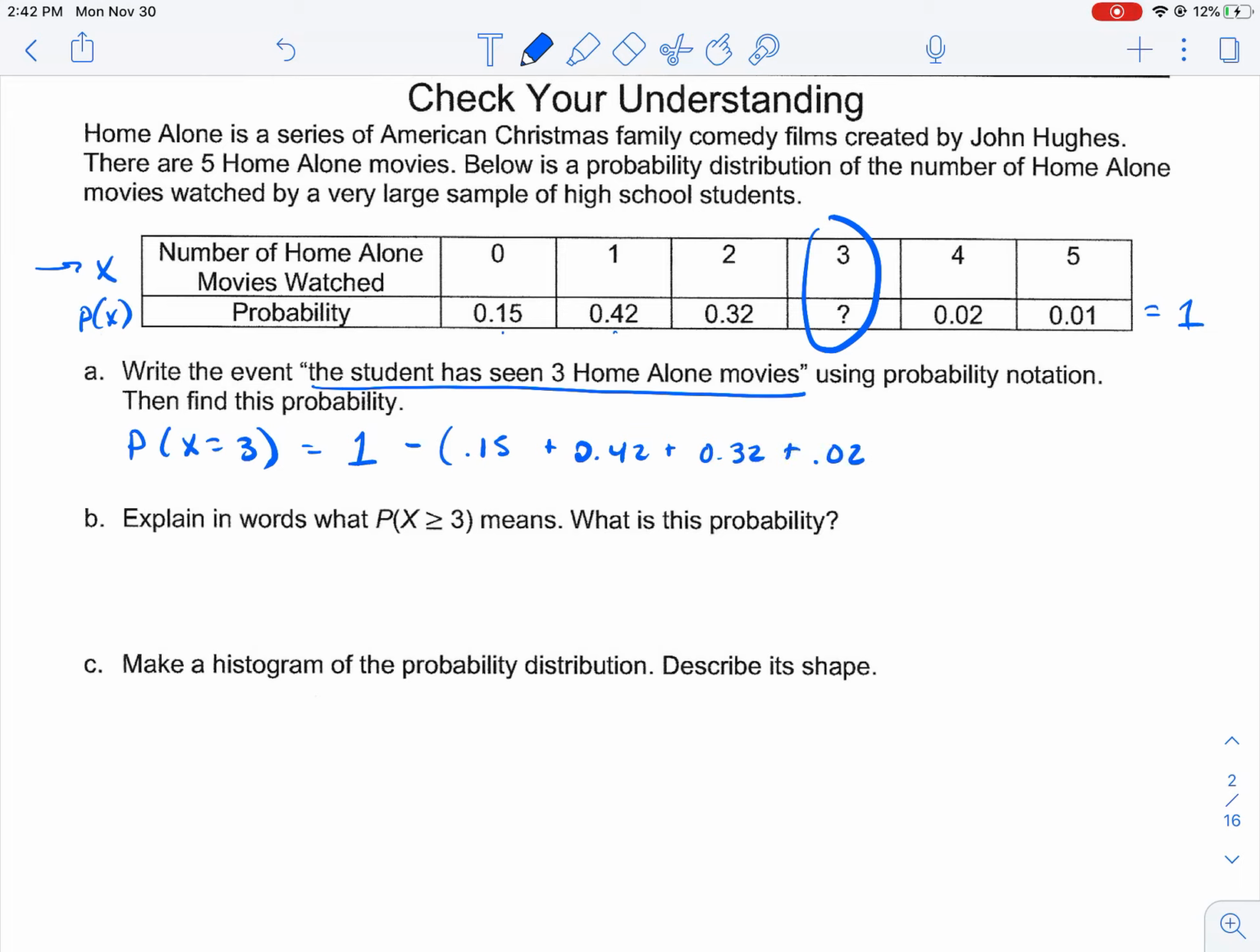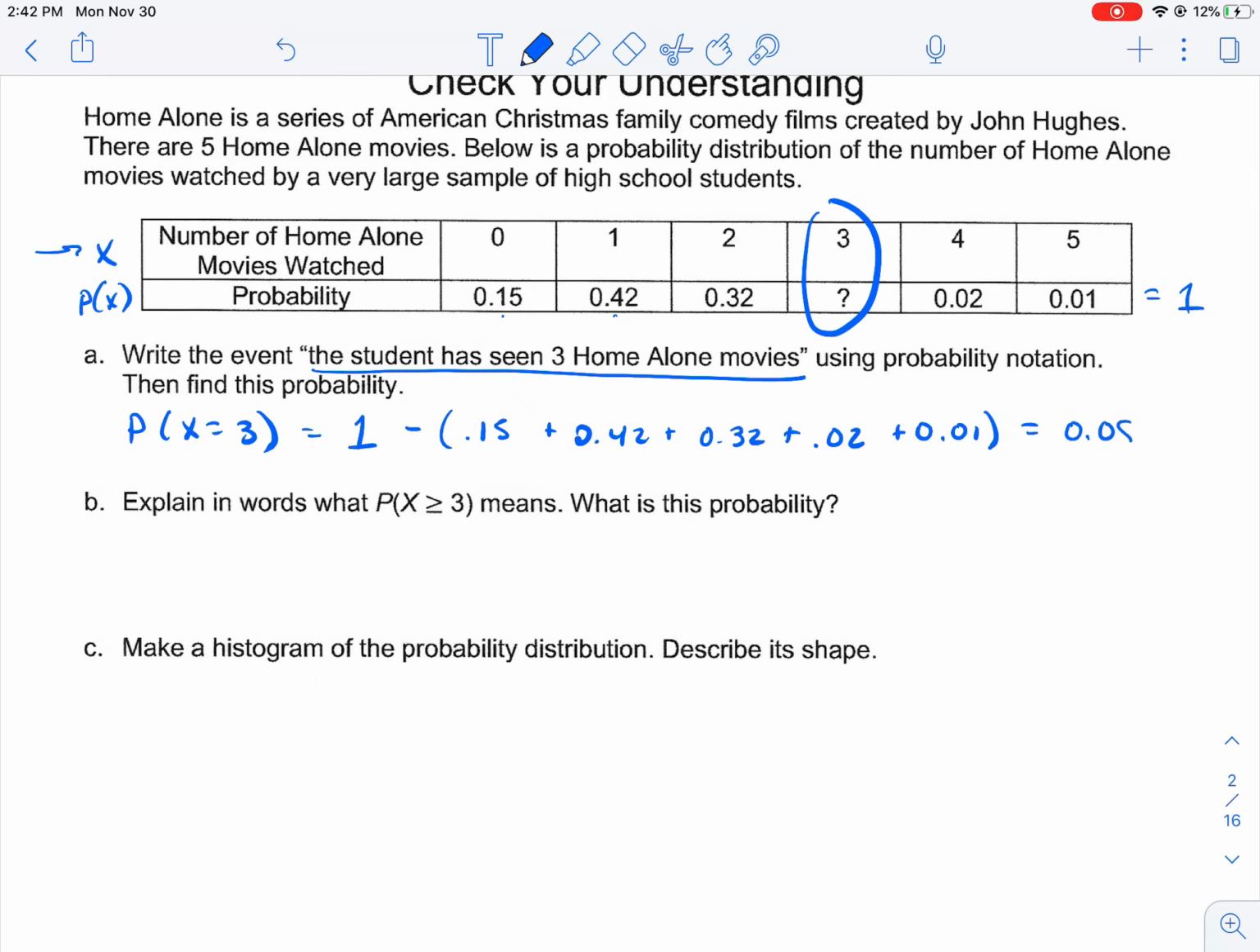So I'll just add up all of my probabilities here. And when I subtract them from 1, I get 0.08. So that's what goes in here. 0.08. Okay, now it's a valid probability model. I have all of my probabilities listed for each of the given X values.